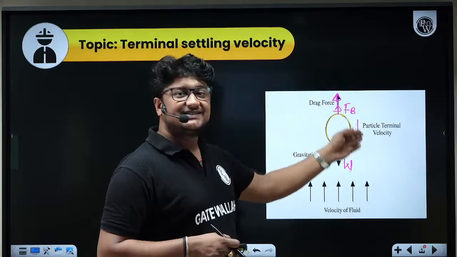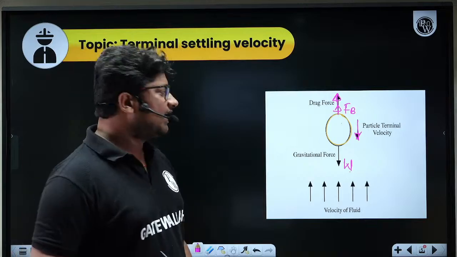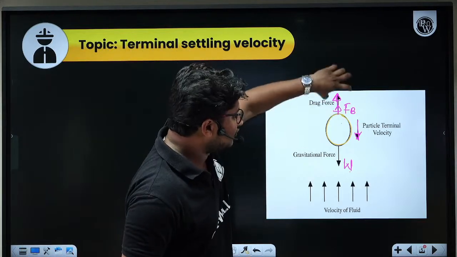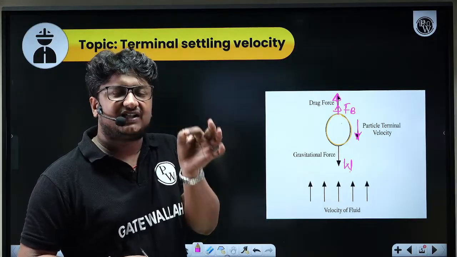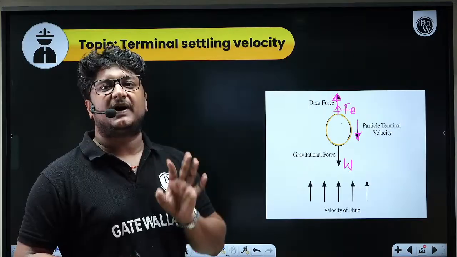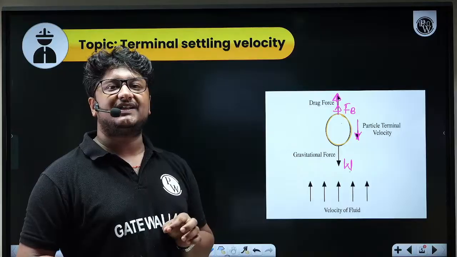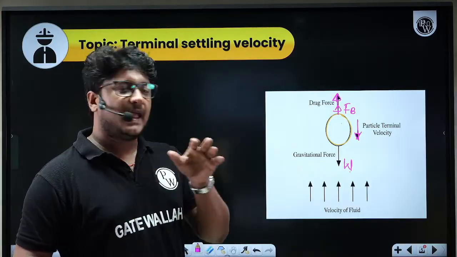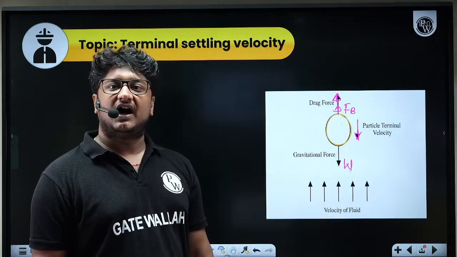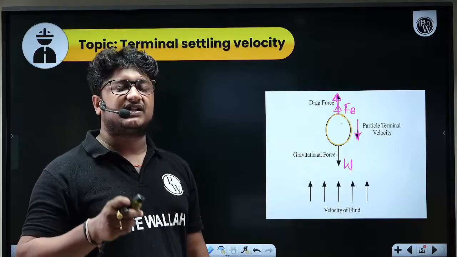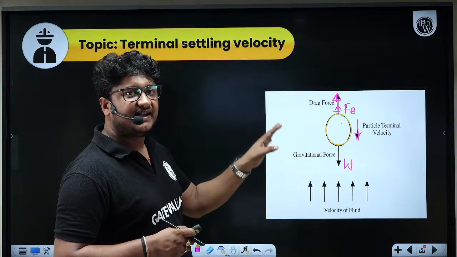So if you increase the velocity of the particle, the drag force will also increase. A time will come when this drag force will be equal to the weight. At that moment, whatever velocity is achieved by the particle, whether it's a raindrop or this particle, that velocity we call the terminal settling velocity. After that, the particle will go down with that same velocity. This is what the terminal settling velocity is.